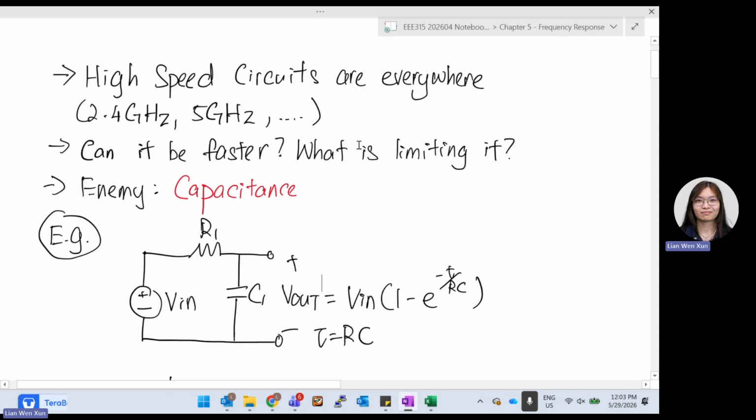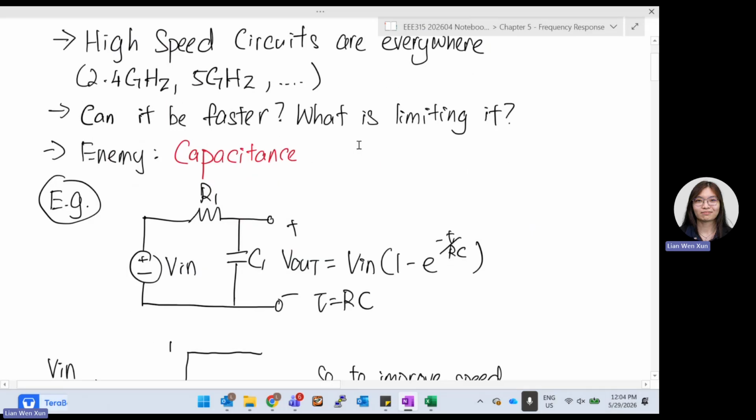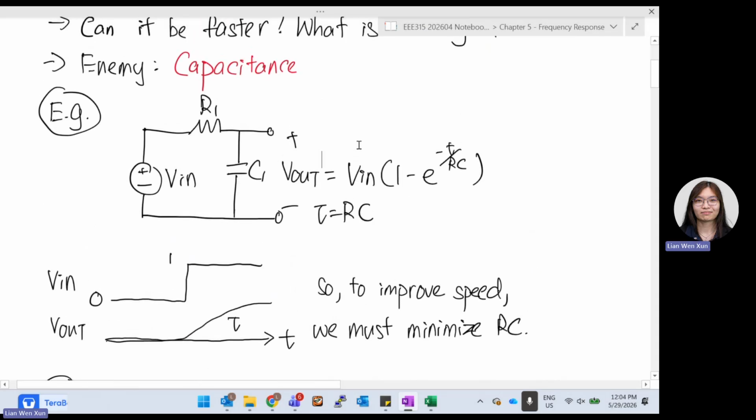Before we go into what exactly the responses of this amplifier are, we know that high-speed circuits are everywhere. There are 2.4 gigahertz and 5 gigahertz, your Wi-Fi. But can it be faster every time? We know that 2.4 is for sure worse than 5 gigahertz, whose response is very good. But can we make faster circuits every time? What is limiting it? The main thing limiting it is the capacitor.